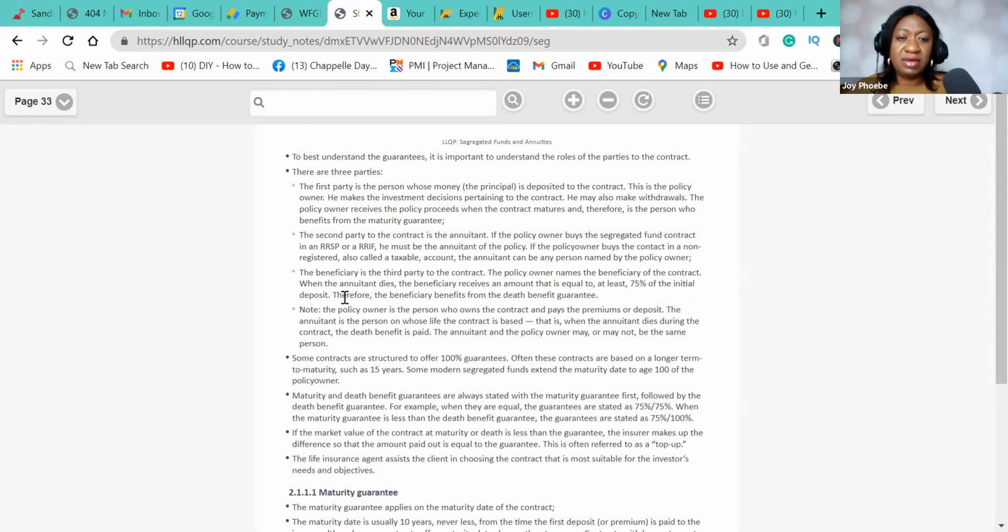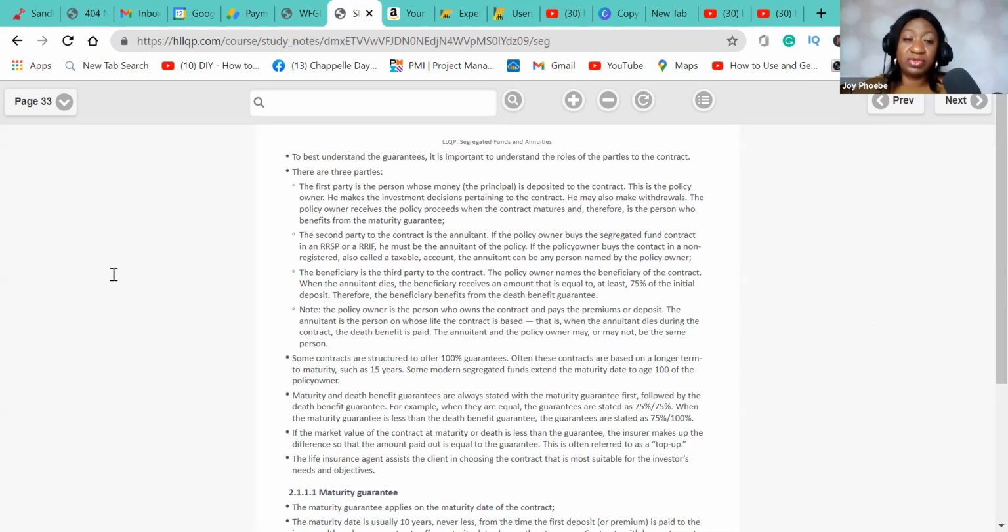Then the third person is the beneficiary, which is the third party of the contract. The policy owner names the beneficiary of the contract when the annuitant dies. And the beneficiary receives an amount that is equal to at least 75%. So now, there's always a beneficiary named in segregated funds.